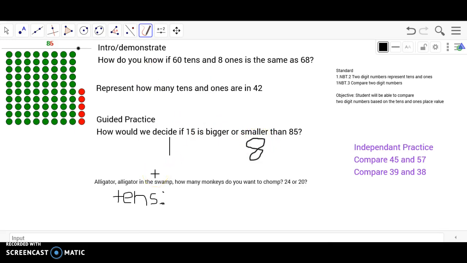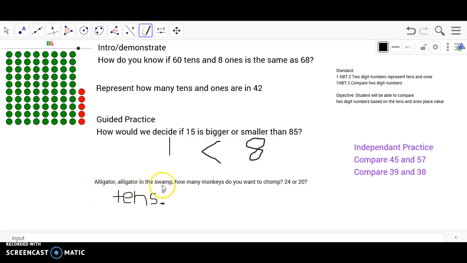When we compare two-digit numbers, we look at the tens place. 15 has a 1, 85 has an 8. What number is greater, 8 or 1? 8. So 15 is smaller than 85. Let's try another one.